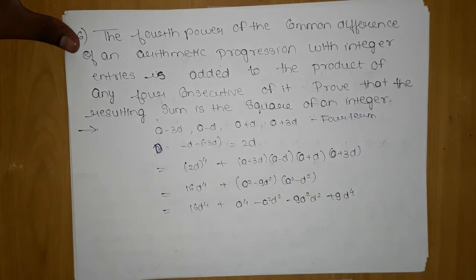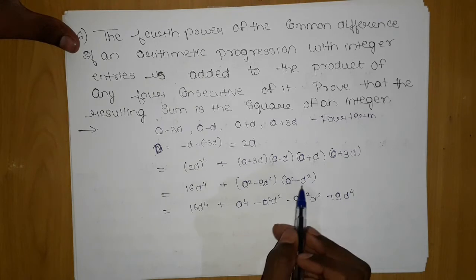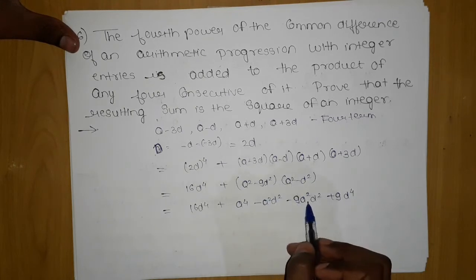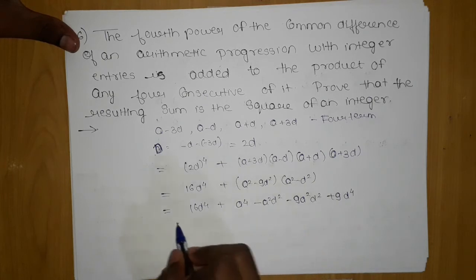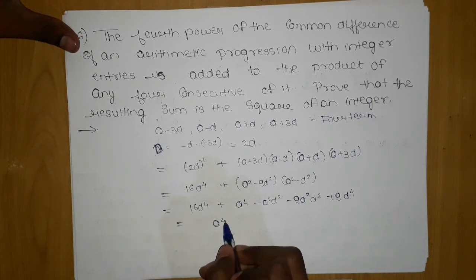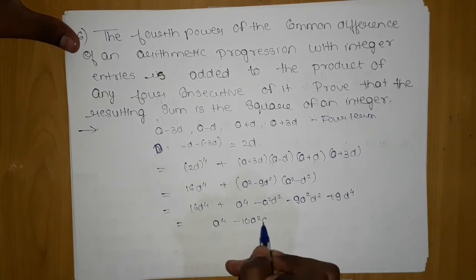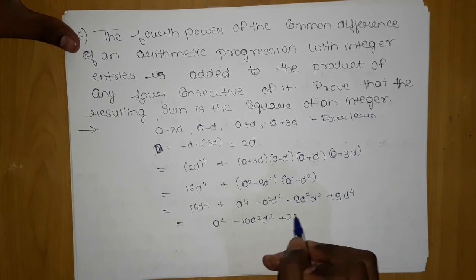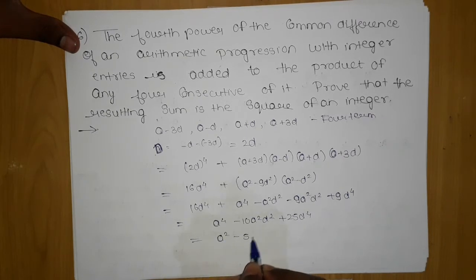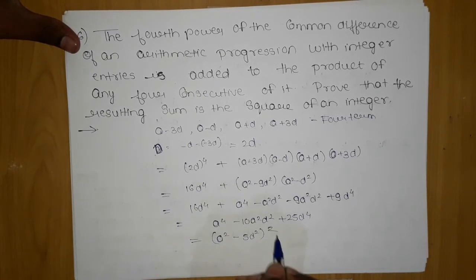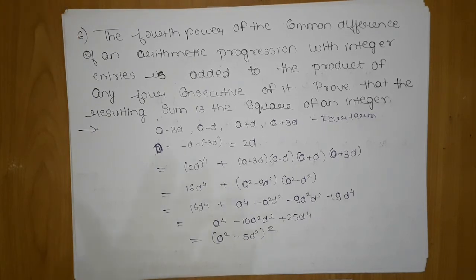Okay, 9d raised to 4. I multiply this, I get a square minus d square. Multiply this, I get 9a square d square. I multiply this. Okay, so what do I have? a raised to 4 minus 10 a square d square, plus 25 d raised to 4. So this is (2 into 5), and I have (a square minus 5 into d square) the whole square. So we have proved that it is the square of an integer.